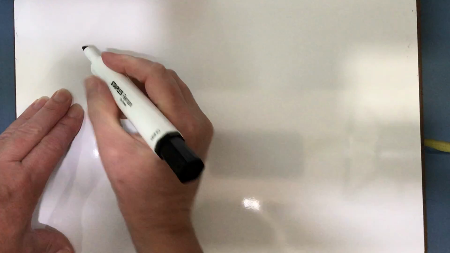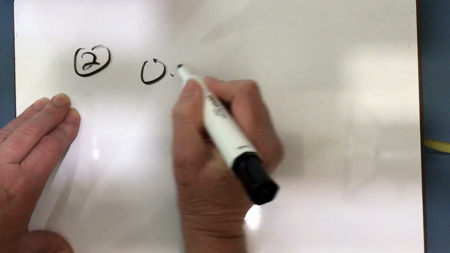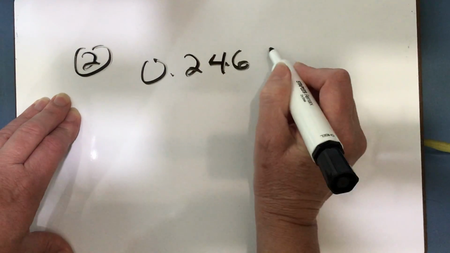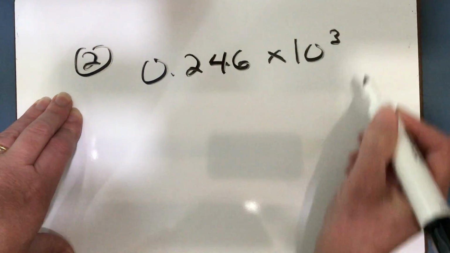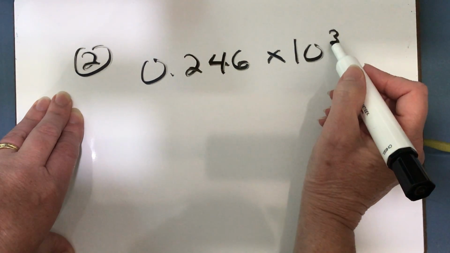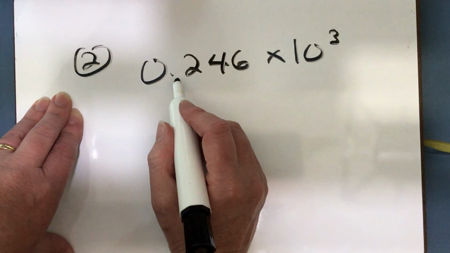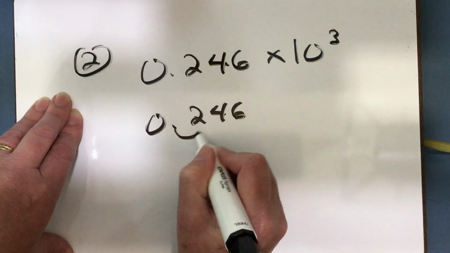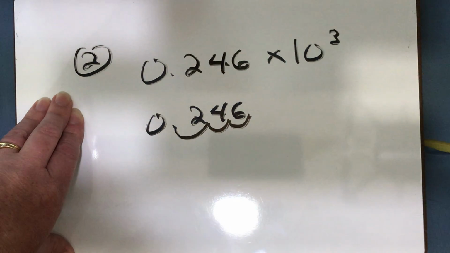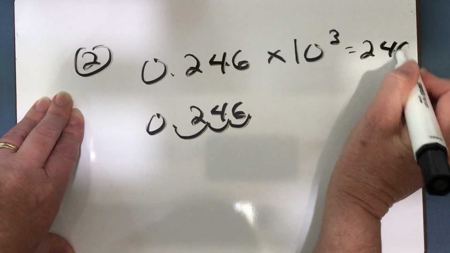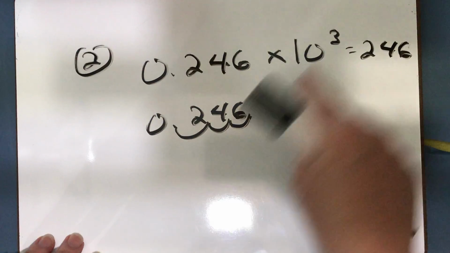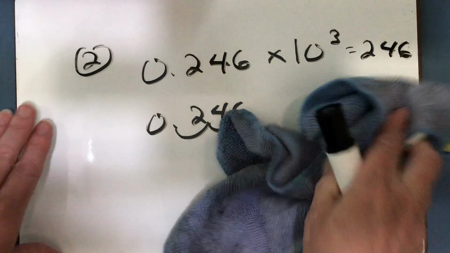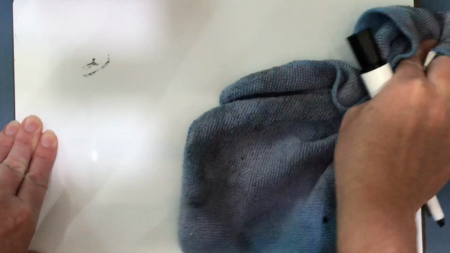Number 2 says 246 thousandths times 10 to the third. Okay, I have 3 as my power, as my exponent, so I'm going to move my decimal point 3 places to the right, since the exponent is 3. 1, 2, 3. So that equals 246, because my decimal point moved to the end after the ones place. All right, number 3. Okay, actually I'm going to go back to number 3, because that's 300 instead of 100. So I'm going to go to number 4.